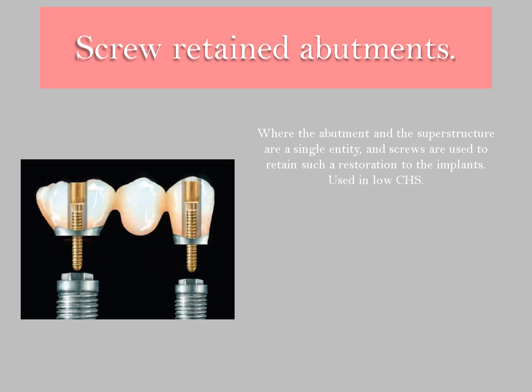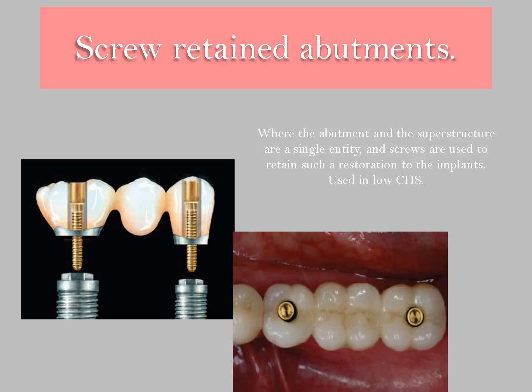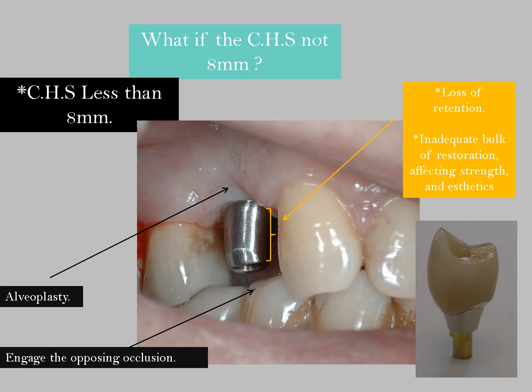Okay, so why do you use screw retained? These are the indications to make a screw retained. We need parallelism between implants. If you have two implants and are going for screw retained, we need parallelism between them. We use screw retained when the crown height space is 8 millimeters. Why 8 millimeters? If the prosthetic crown space is 8 millimeters, it's too short. We need to have a screw retained, otherwise we would have to do alveoplasty, move bone, or remove tooth.